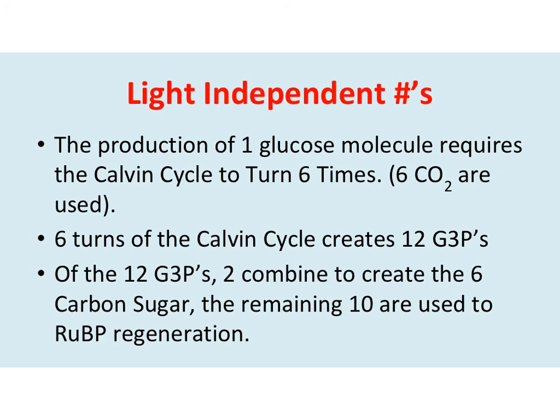So just looking at the numbers at the very end, if you want to make a single glucose molecule, you need 6 CO2 molecules, or 6 turns of the Calvin cycle. So a plant needs to take in 6 CO2 molecules in order to make 1 glucose molecule, which is again C6H12O6. That's why it requires 6 CO2s, because you have 6 carbons in the sugar. So 6 turns of the Calvin cycle creates 12 total G3Ps. And only 2 of the G3Ps combine to make a glucose. The remaining 10 are used to regenerate RuBP.